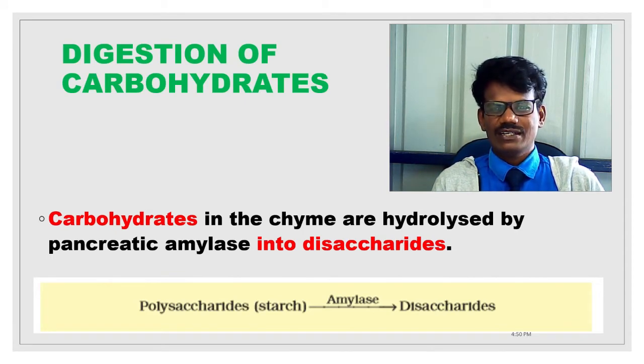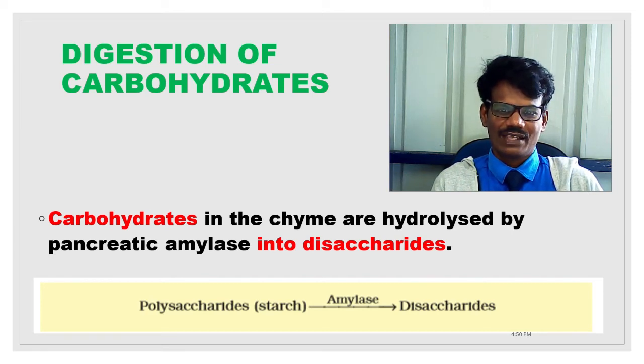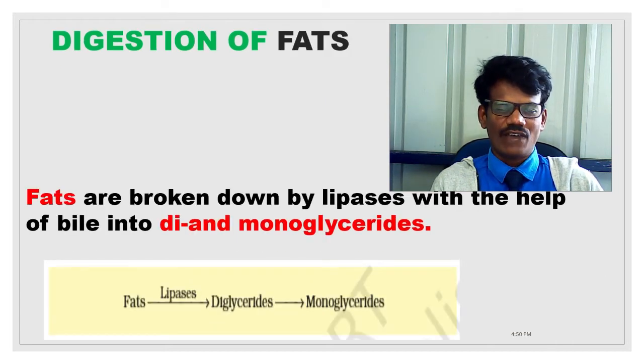Carbohydrates are the starch items or the plant products which give immediate energy for the body cells. So carbohydrates that are present in the chyme are hydrolyzed by the pancreatic enzymes, or the enzymes that are present in the pancreas. These enzymes are hydrolyzing the carbohydrates into disaccharides. So polysaccharides like starch, by the activity of amylase, are converted into disaccharides.